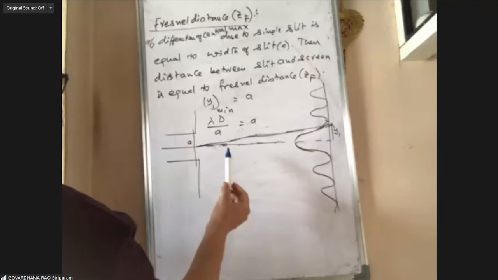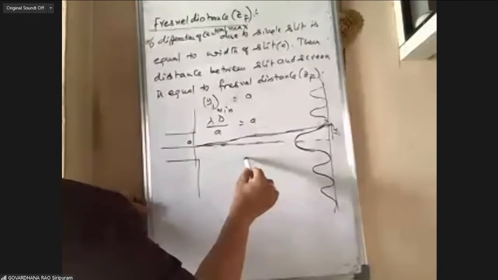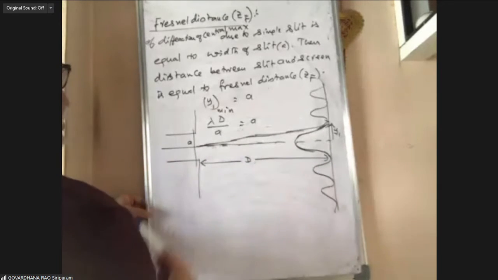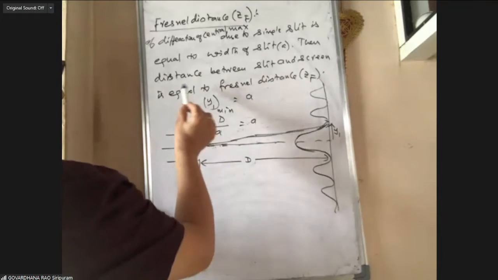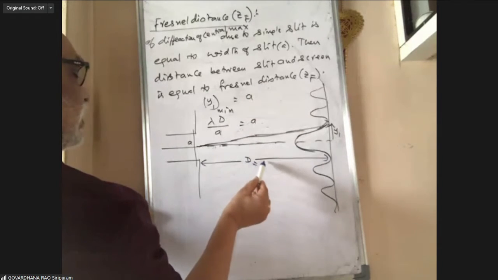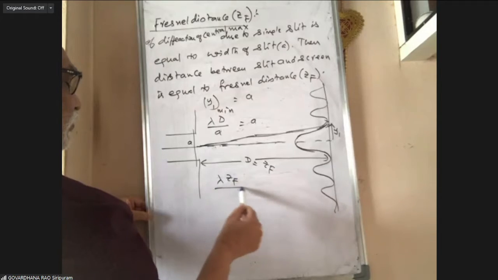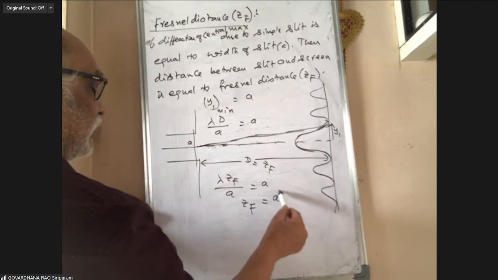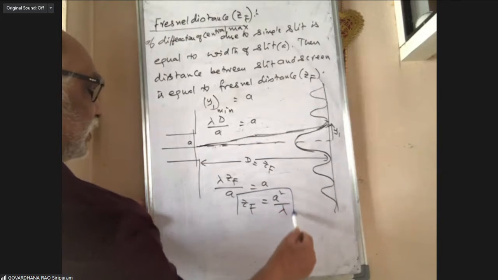Here this D we are calling the distance between the slit and the screen. So here D we are calling the Fresnel distance, and D is now equal to ZF. So lambda into ZF by a equal to a. So ZF equal to a square by lambda. So this is called the Fresnel distance.